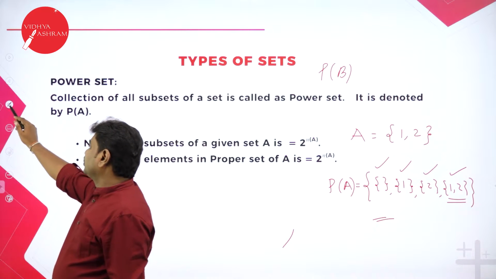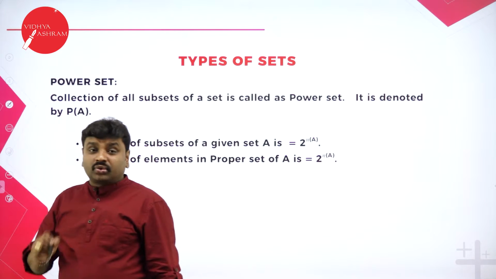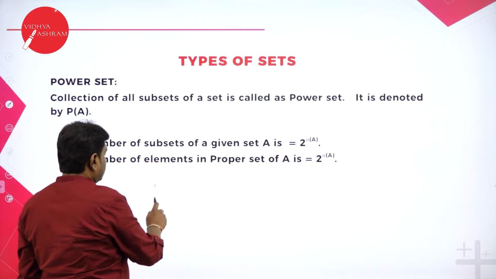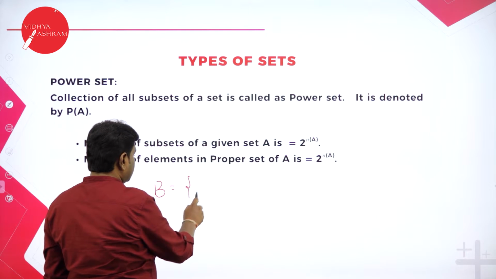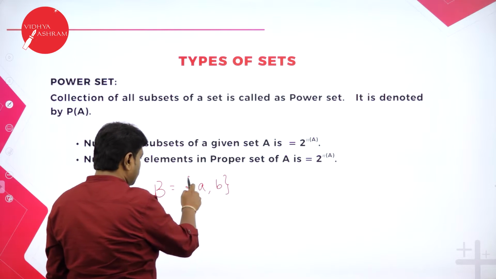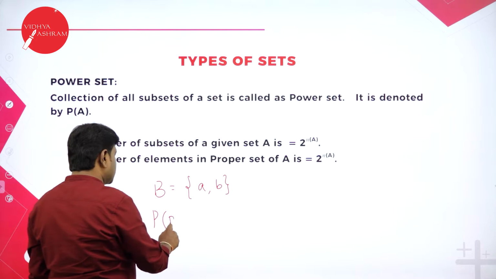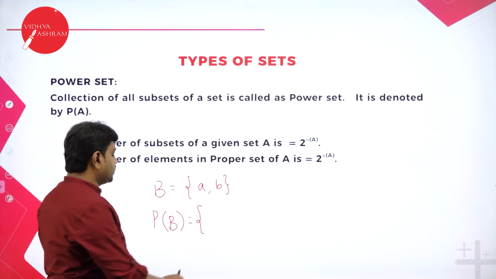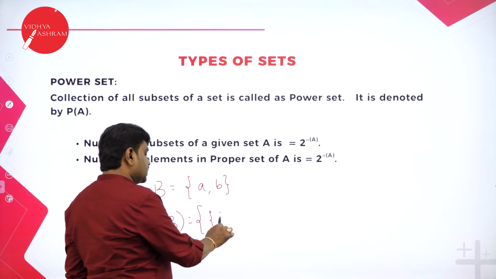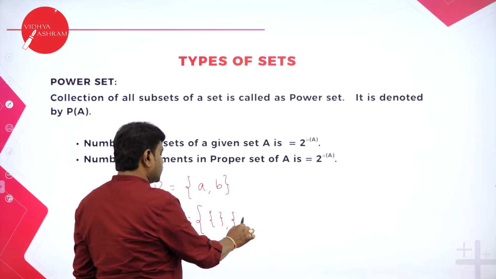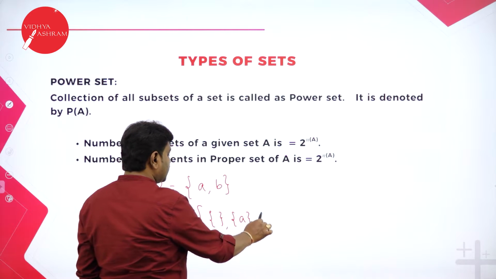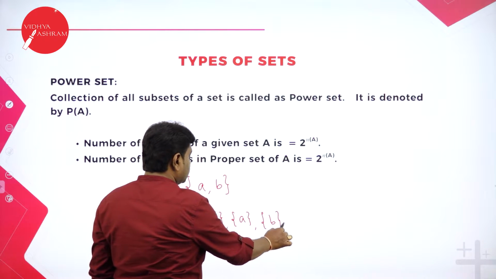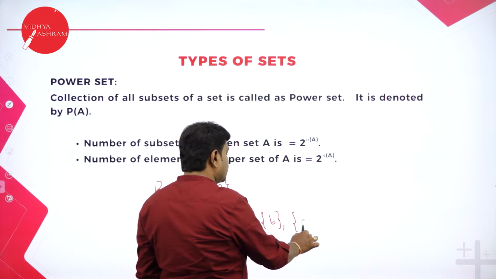My dear students, I want you to write the power set for B. Now I'll give B. B contains the elements A comma B. What is the power set of B? P of B. Power set means a set containing all the subsets. What are the subsets of the given set? First and foremost, the null set is a subset. Then I'll write the set containing only A, then the set containing only B, then the set containing both A and B.